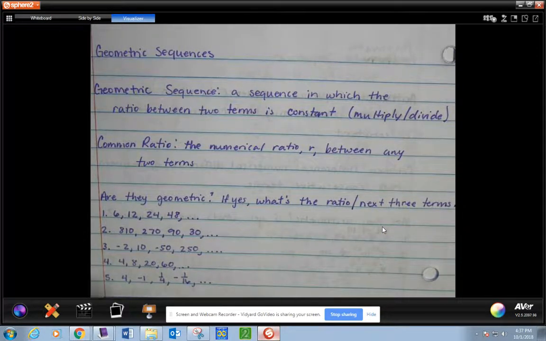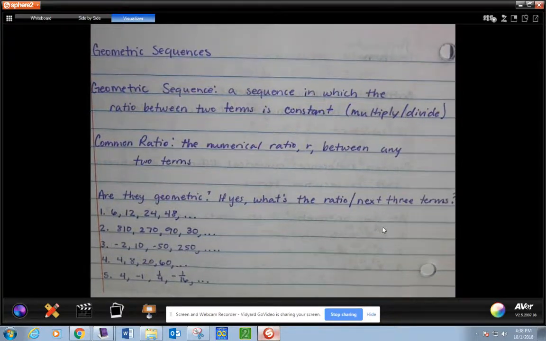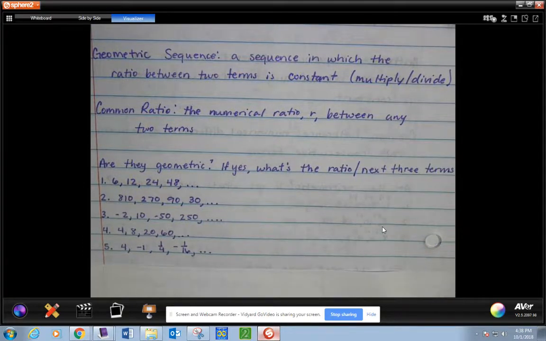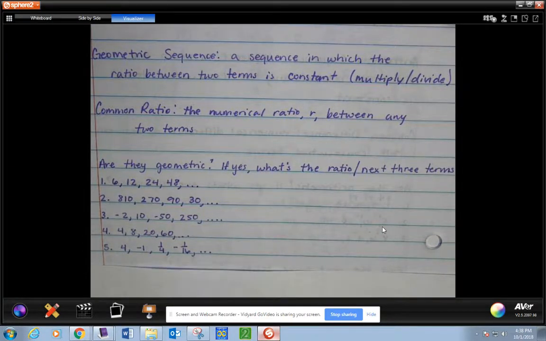So if you've copied and written this down here, this is going to be styled exactly like your worksheet. Like the first 6 problems: are they geometric? If yes, tell me what the ratio is, and then tell me the next 3 terms. So they kind of put it all together where arithmetic did not. So the way you're going to do this, for example 1, I have 6, 12, 24, and 48.